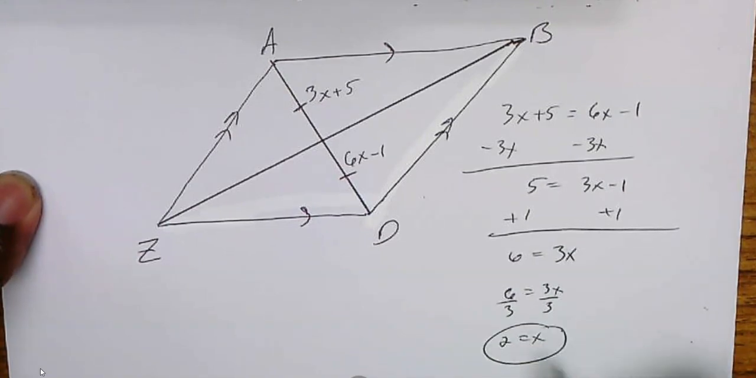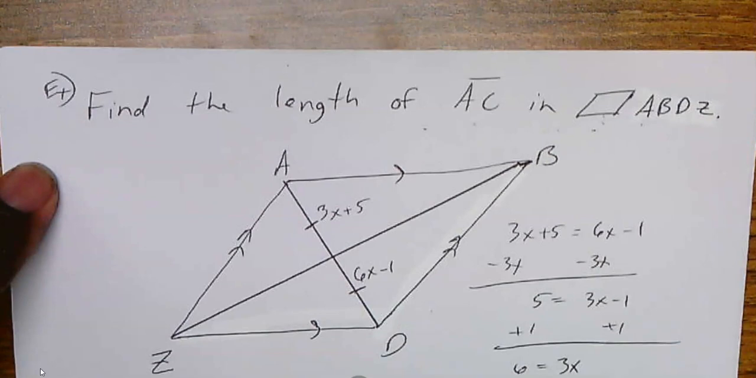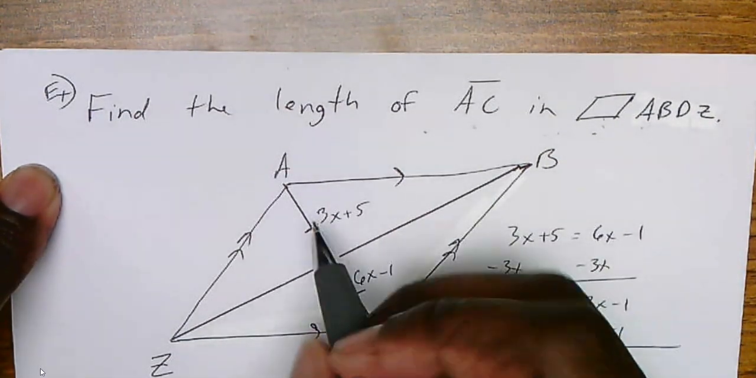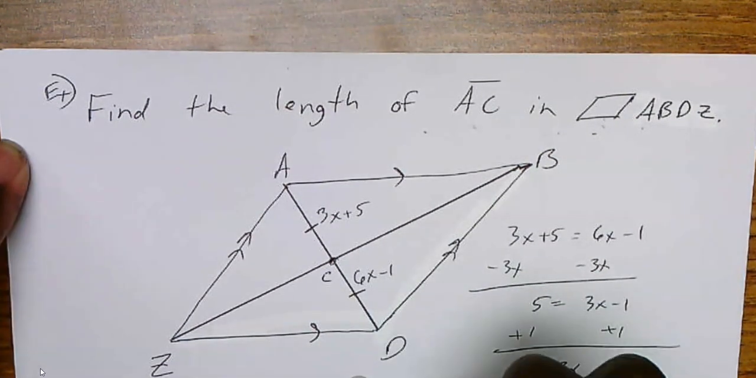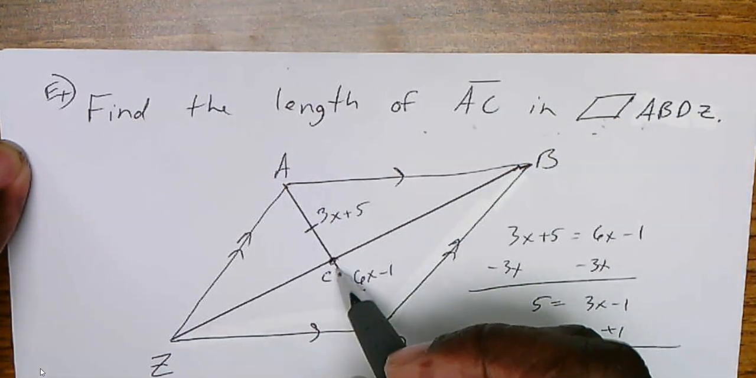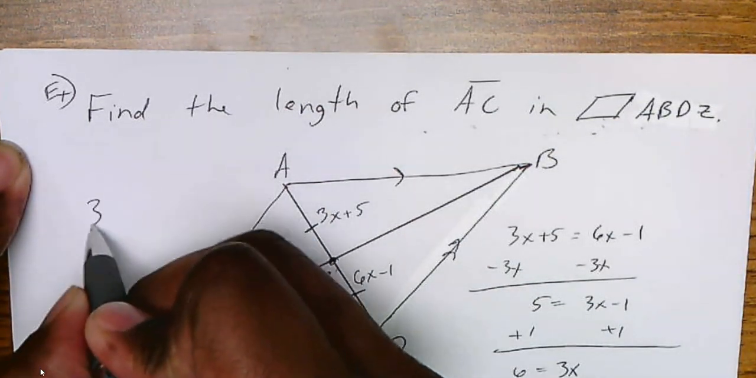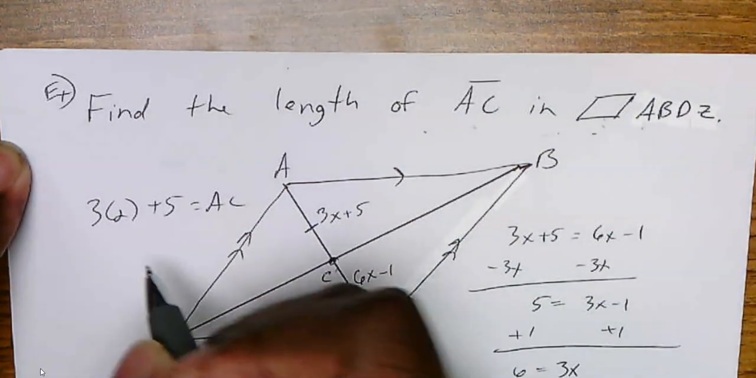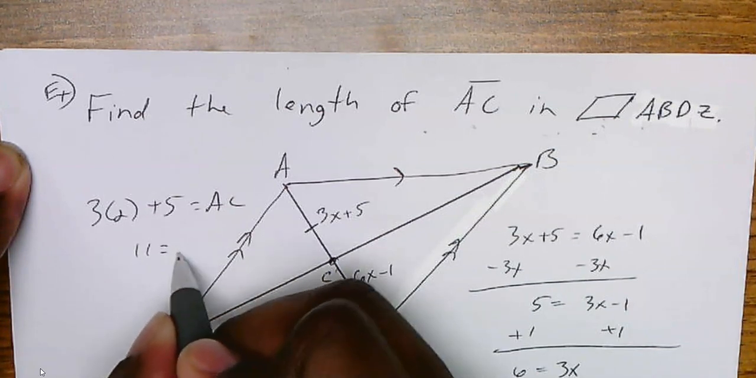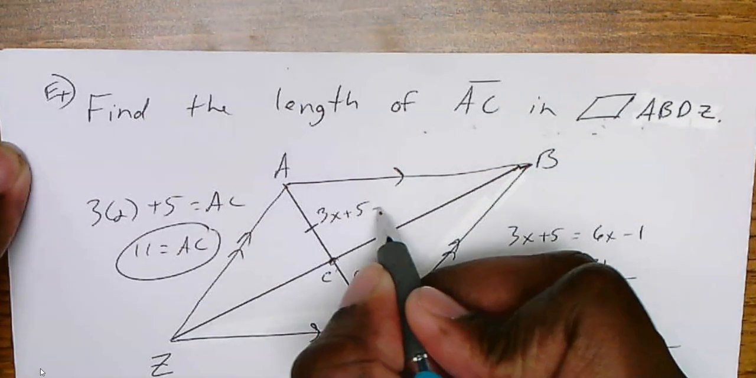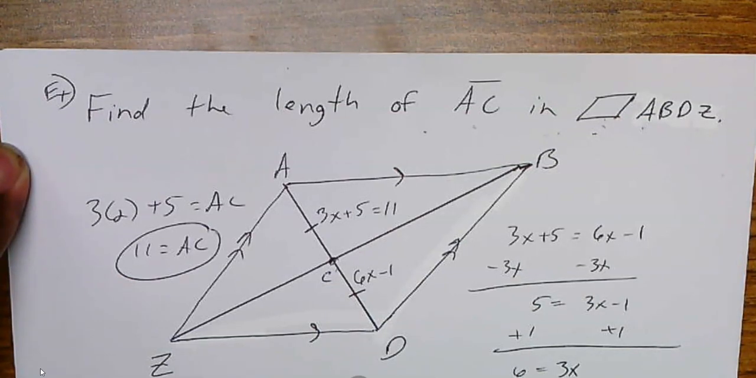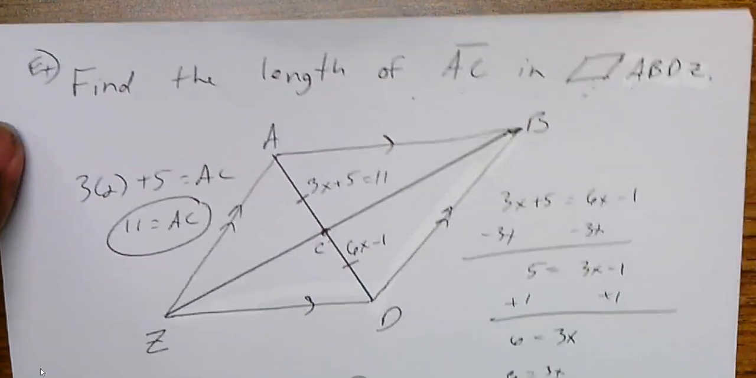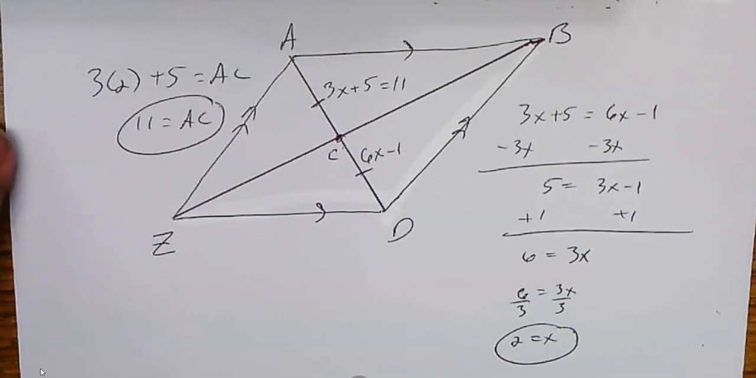2 equals x. So if x is 2, it says find length AC. And I should put a C right here. So length AC would be this length. So it would be 3 times 2 plus 5 equals AC. So that's 11. So that length is 11. All right, so that's it. I'll get that as a note, and I'm going to go to a new one. So I'm going to pause. You should pause the video and copy the note.